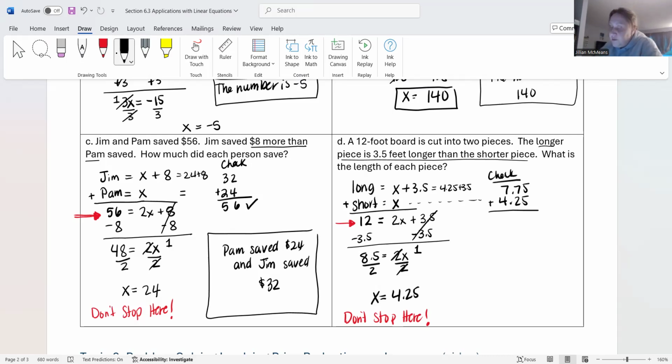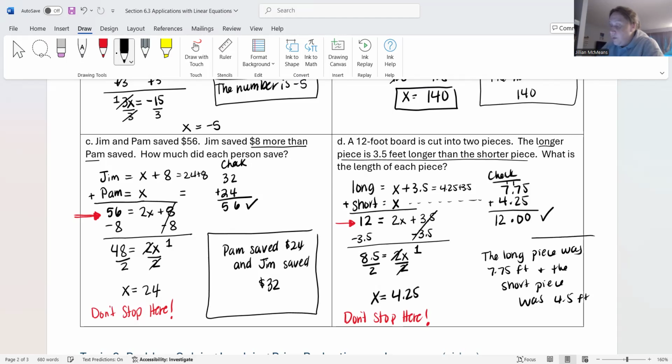So let's see, 5 plus 5 is 10, keep a 0, carry a 1. 7 plus 1 plus 2 is 10, keep a 0, carry a 1. Drop down your decimals. 7 plus 4 plus 1 is 12. So everything checks out. So we could say the long piece was 7.75 feet, and the short piece was 4.25 feet. And that would be our final answer.